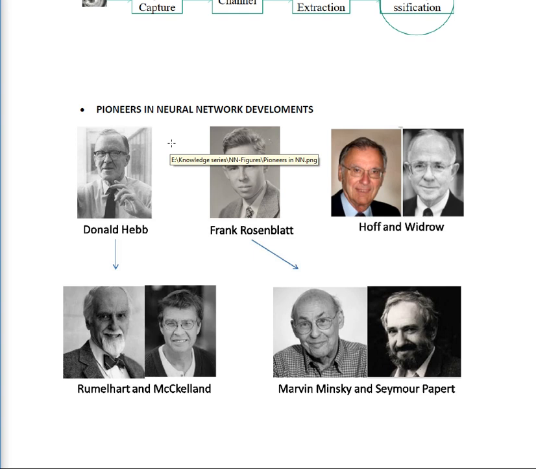Now if you go to the next personality, he is Frank Rosenblatt. We will be talking about Frank Rosenblatt's study a lot. Frank Rosenblatt is a psychologist, and he published the first model of the perceptron in the year 1957. That is, he is the first inventor of the adaptive network.